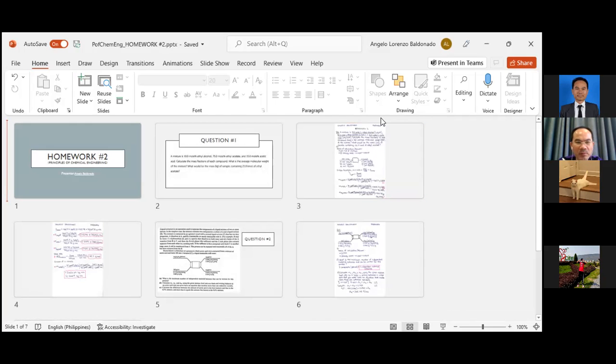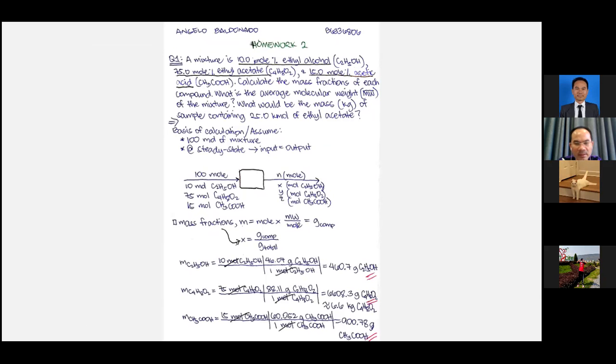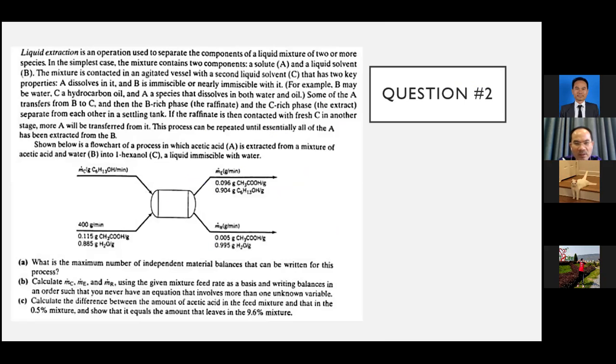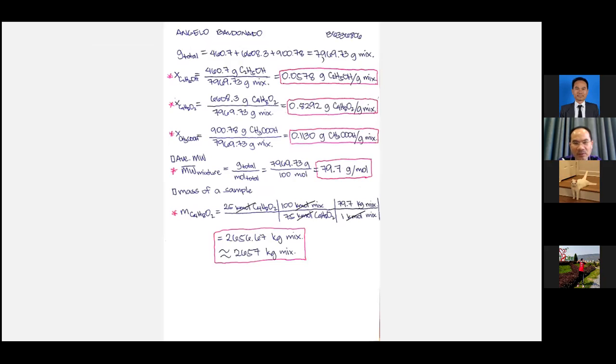Okay, for the first question that you presented, it is only the conversion, and also you calculate the average molecular weight. That's correct, we have 3 components. You only convert from the mole to mass, and then you calculate the related mass fraction. And also you use the mass divided by the total mole, you get the average molecular weight. Okay, that's correct. And the second question is the basic material balance.